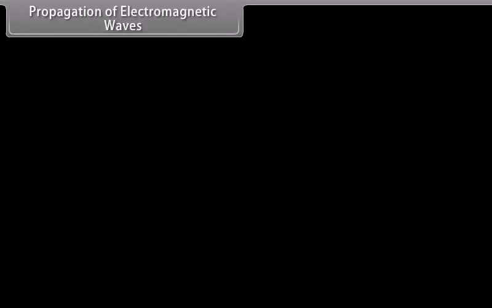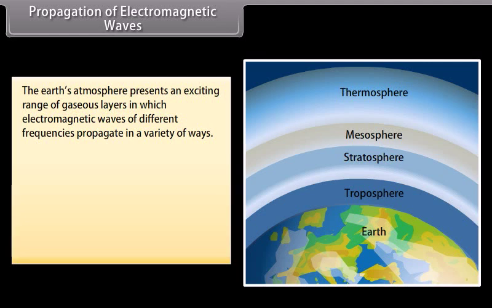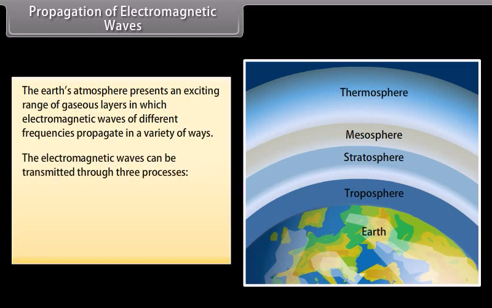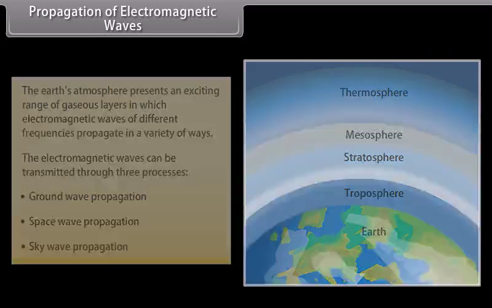Propagation of electromagnetic waves. The Earth's atmosphere presents an exciting range of gaseous layers in which electromagnetic waves of different frequencies propagate in a variety of ways. The electromagnetic waves can be transmitted through three processes: ground wave propagation, space wave propagation, and sky wave propagation.